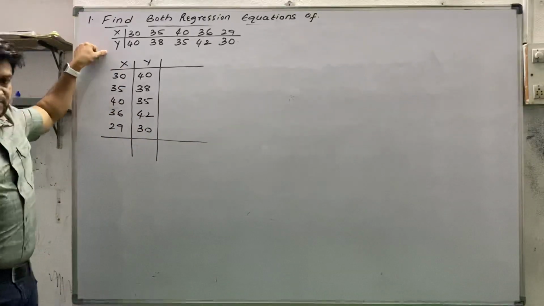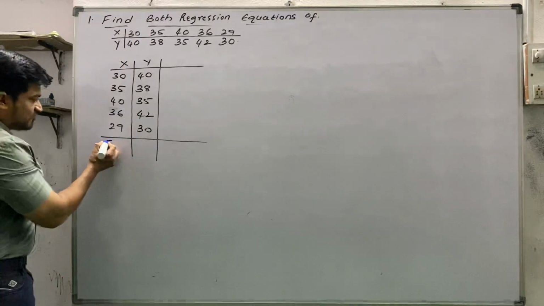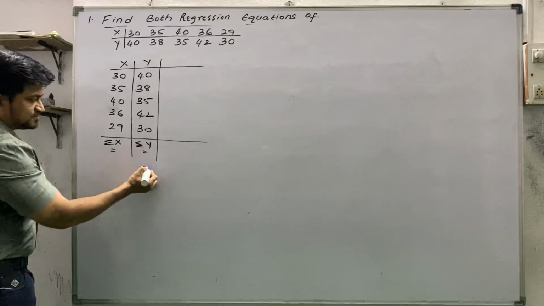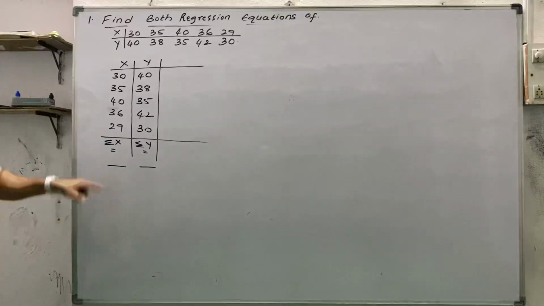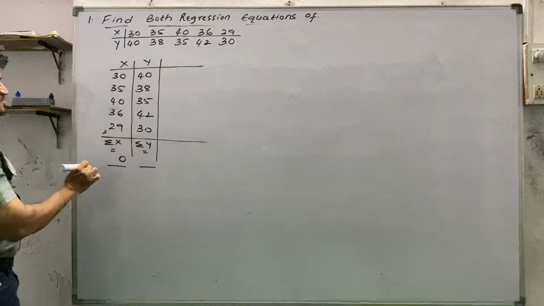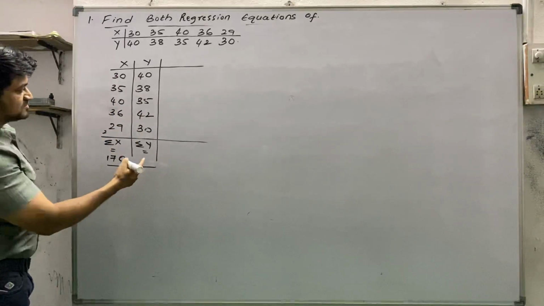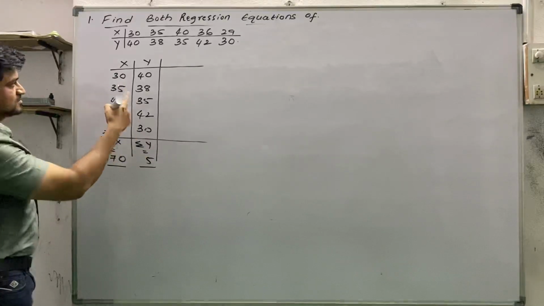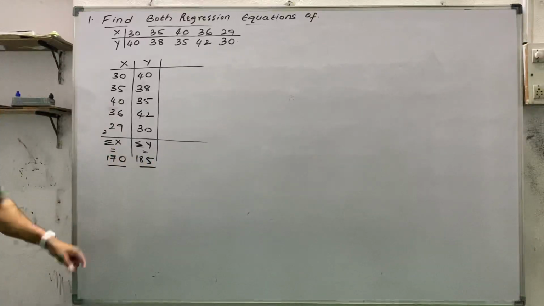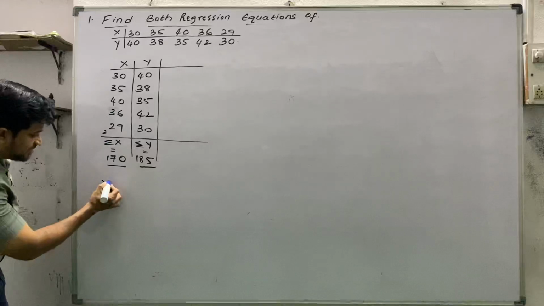First, what you have to do is take two columns. These rows we have to consider as columns. Then find the summation of the first column and the summation of the second column. Total: sigma x total is 170 and sigma y total is 185. Now, by getting the totals of column x and column y, we have to find the mean of x.